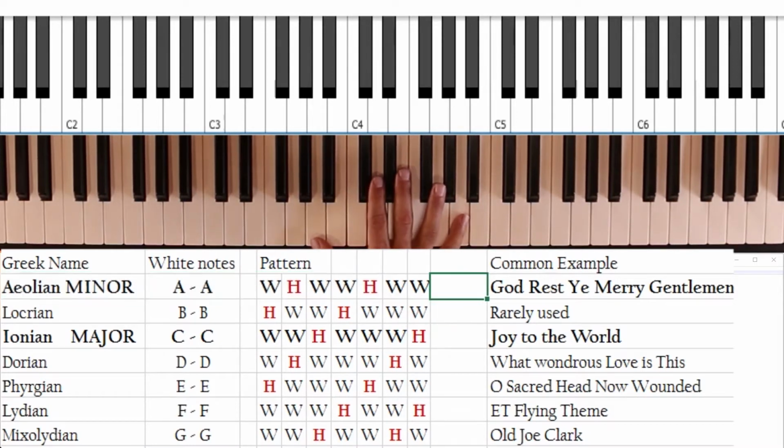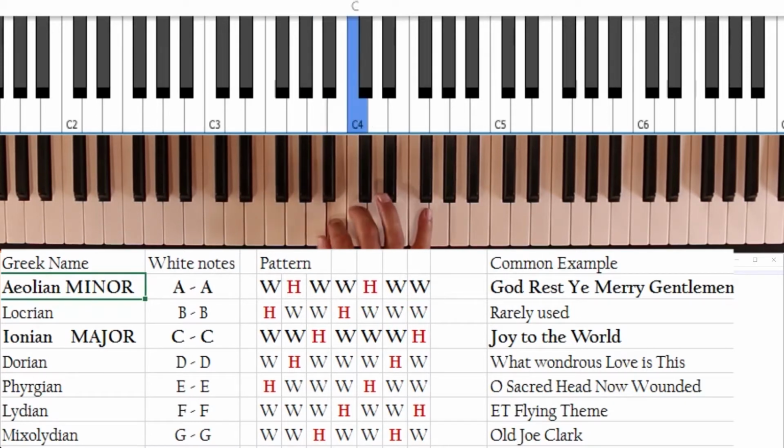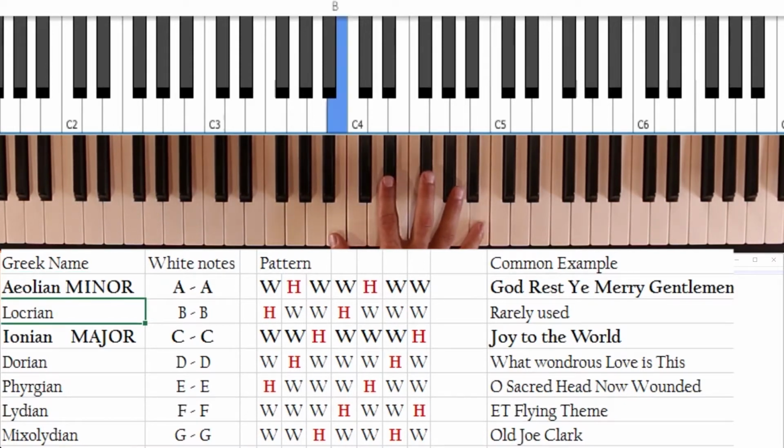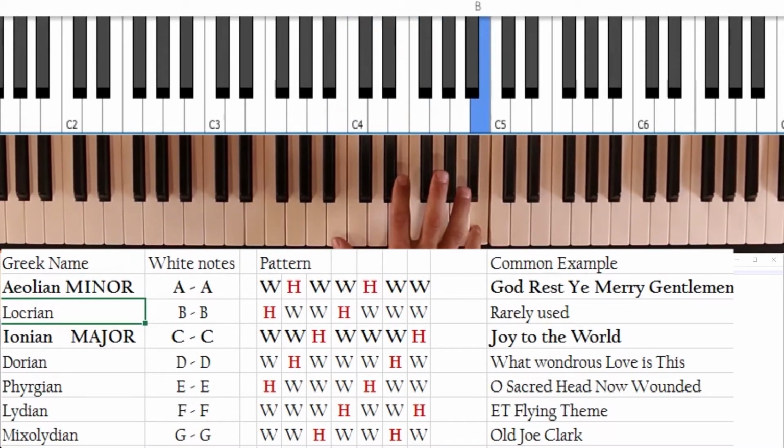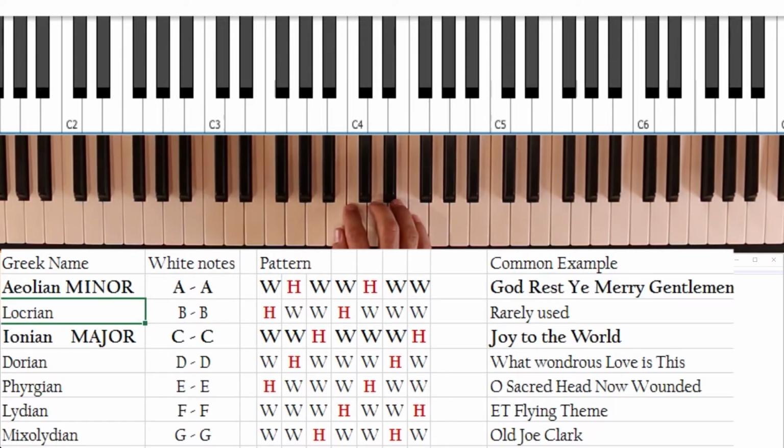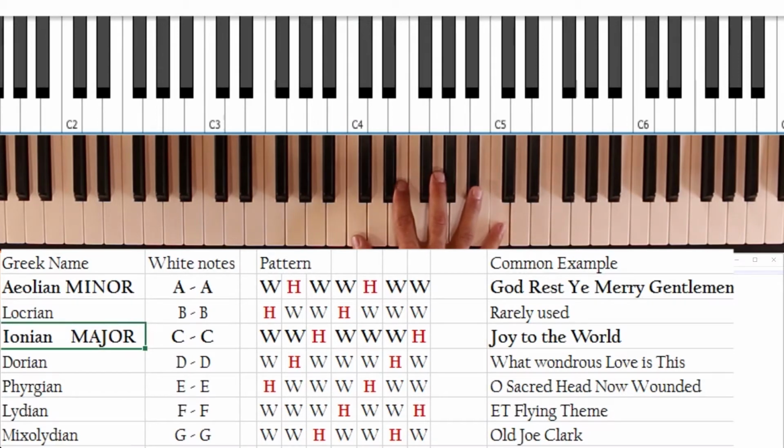First, to go over the different modes quickly here, the Aeolian mode goes from A to A. A good example of a song that uses this is God Rest You Merry Gentlemen. The next is the Locrian mode, which goes from B to B. This mode is not used very much, and that's primarily because its first to its fifth note has a very dissonant sound to it, and so it's very difficult to write songs in this mode. The next is the most common to us, the major or Ionian mode.